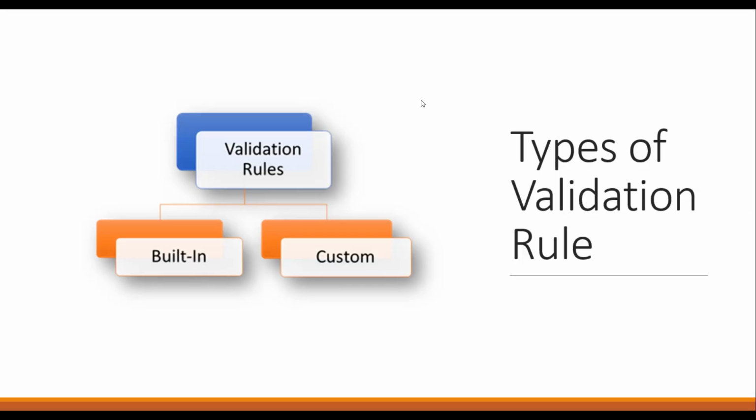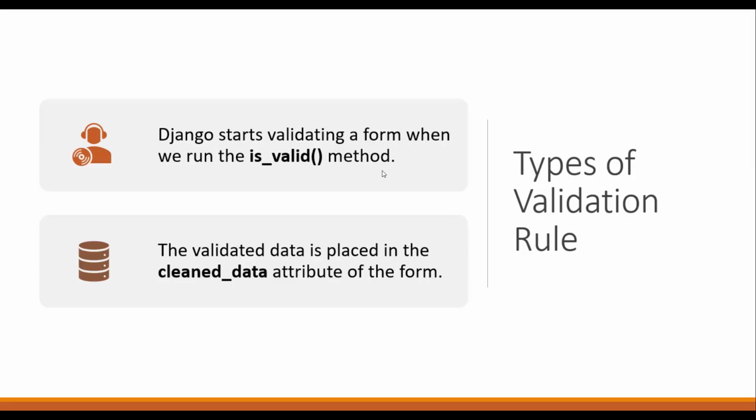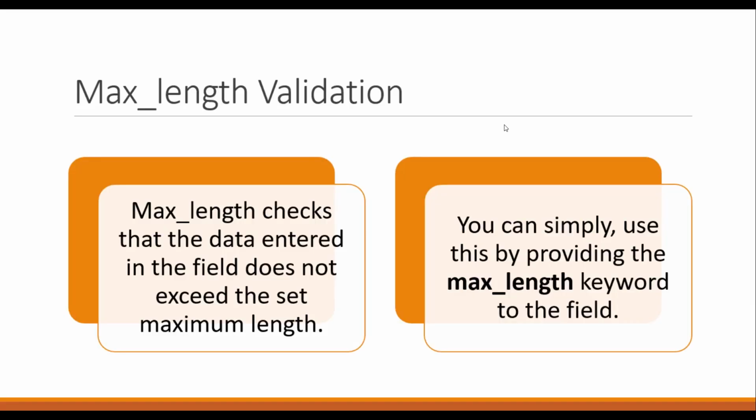So built-in validation rules are the actions that are predefined in the Django form for checking the accuracy of the user input data, while custom validation rules are the actions that programmers build according to their need for checking the accuracy of the user input data. So before we discuss each validation rule in detail, we will firstly discuss when Django starts validating a form. We run the is_valid method and the validated data is placed in the cleaned_data attribute of the form. We already discussed these things in the previous module. So let's start with built-in validation rules.